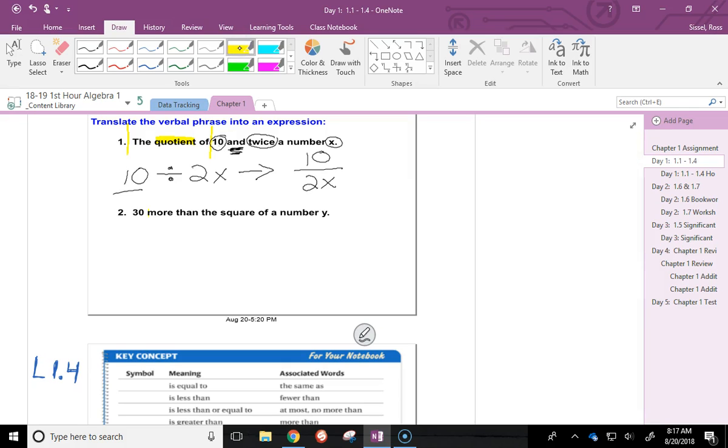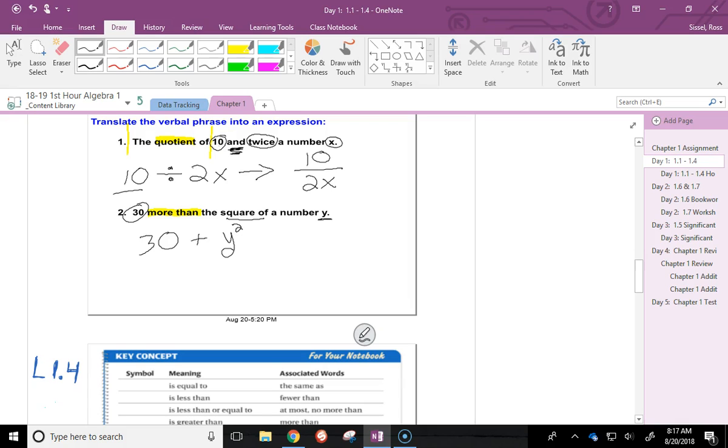30 more than the square of a number y. Now, I'm kind of picky on this one. This is how a lot of the teachers have said the answer is. They wrote them in order. 30 more than means to add the square of the number y. So here's y, and they squared it. So 30 more than the square of y.